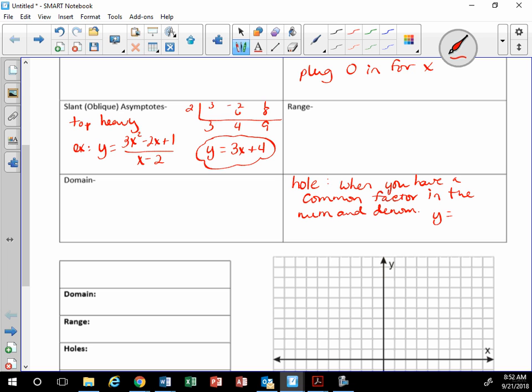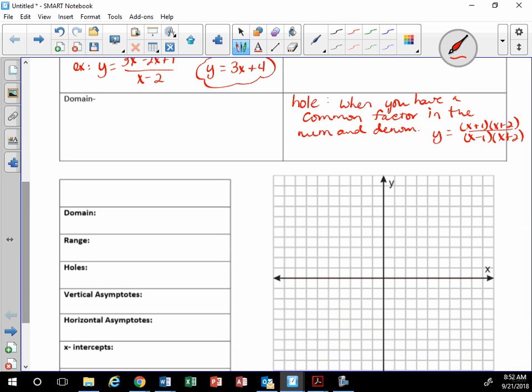So let's say we have y equals x plus 1 times x plus 2 over x minus 1 times x plus 2. The x plus 2's would cancel out, right? Okay. That is gone. You now have this new reduced fraction of x plus 1 over x minus 1. So your hole happens at a specific ordered pair. The factor that canceled out, what would make that 0?